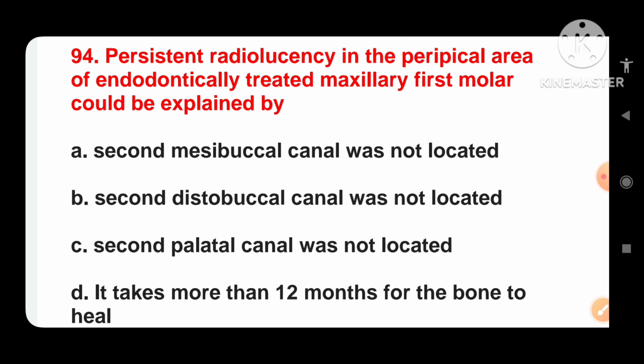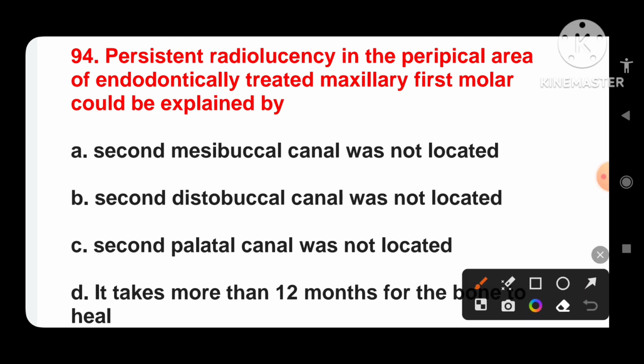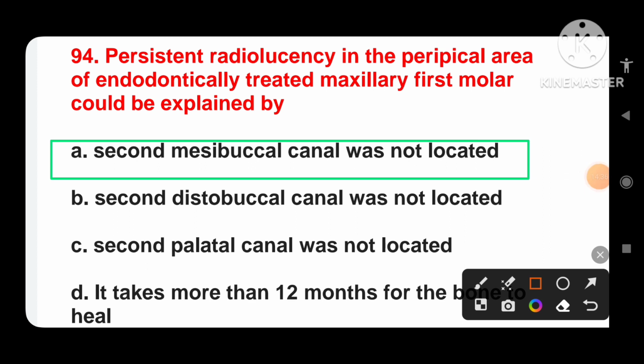The persistence of a radiolucent area in the periapical region of an endodontically treated maxillary first molar is often associated with the failure to locate and treat all the canals. Okay, in maxillary first molar, the presence of a second mesiobuccal canal is a common variation, and failure to identify and treat this canal can lead to persistent infection or inflammation. Okay, so the correct answer is second mesiobuccal canal was not located.